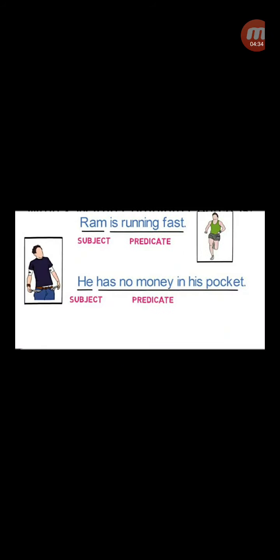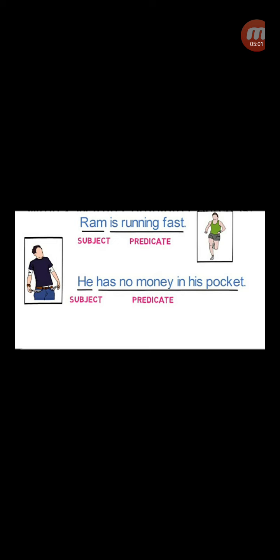Now let's see some examples. Ram is running fast. We are talking about whom? Ram. What is he doing? Running fast. So that is a predicate and Ram is a noun. That is a proper noun and that means it is a subject. Next, another example.